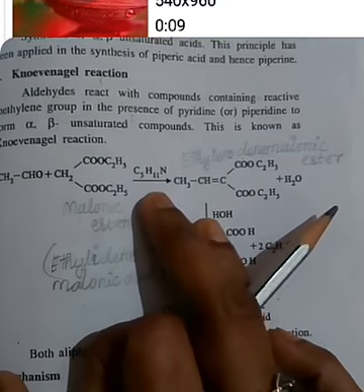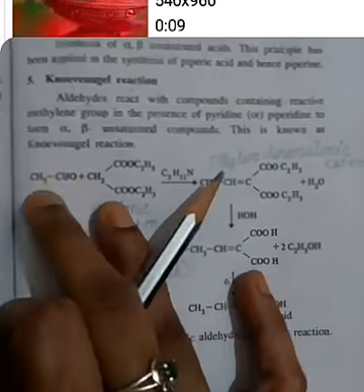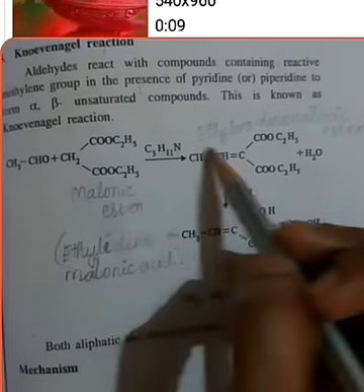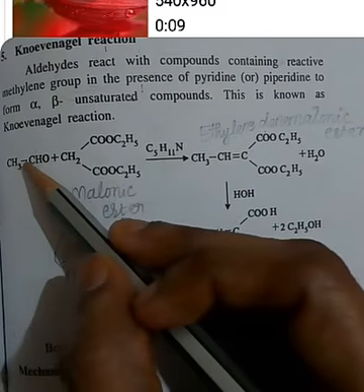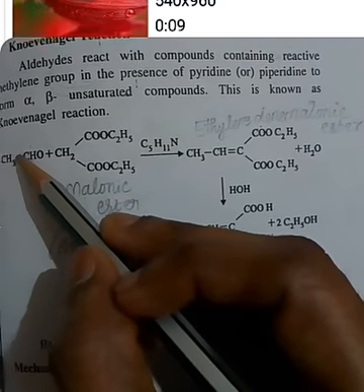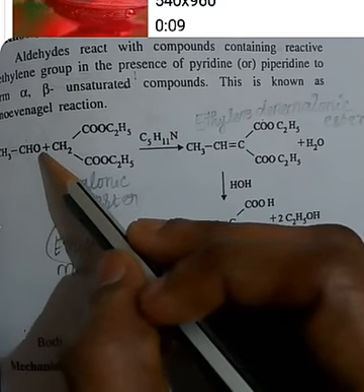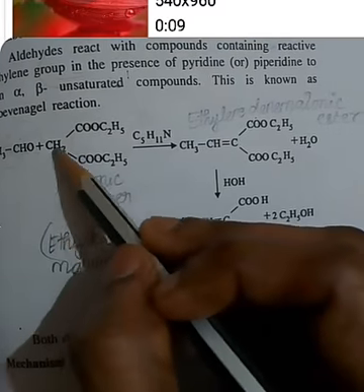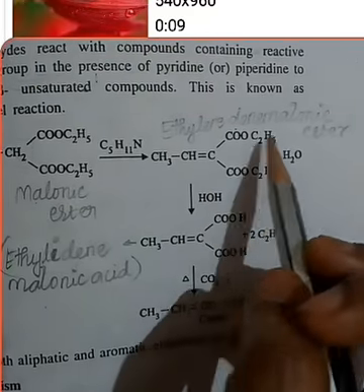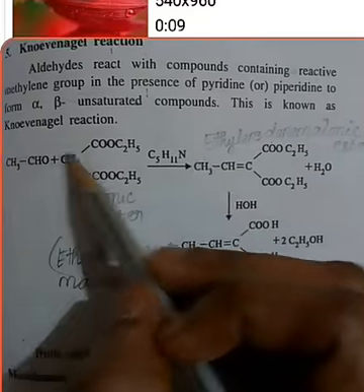In this compound, we first form the carbanion. How does this reaction form? It reacts with the pyridine, and one H is removed from the CH2. The CHO reacts and H2O is removed, giving a CH=C double bond. So it is said to be the ethylene malonic ester. H2O is lost in this reaction. This is the first step.